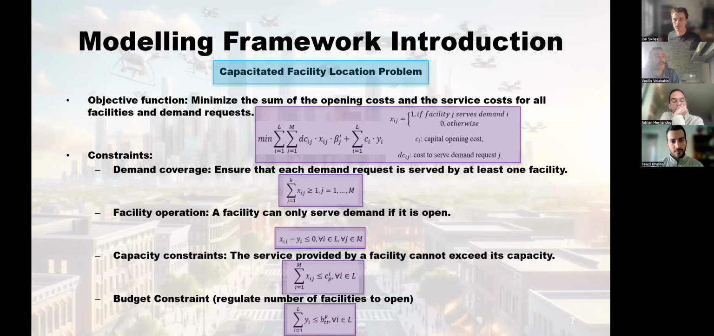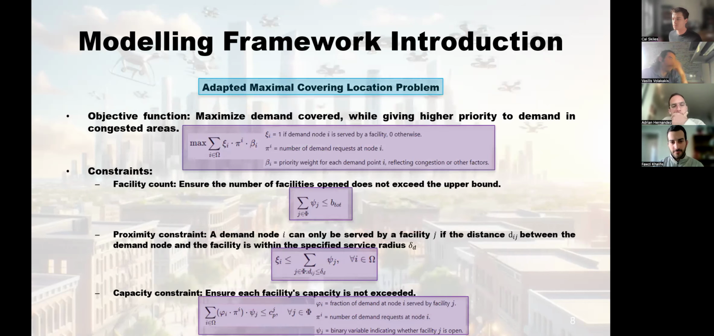Starting with the capacitated facility location problem, the objective function is to minimize the sum of the opening costs and the service costs for all facilities and demand requests under the constraints of demand coverage, in which we ensure that each demand request will be served by at least one facility. A facility can only serve demand if it's open. Then there are capacity constraints and budget constraints, which regulate the number of vertiports that you can allocate into your network. The next is the adapted maximal covering location problem, with the objective of maximizing demand covered while giving high priority to demand in congested areas. This was another part of the adaptation of that formulation. Basically, that theta_i is a priority weight for its demand point, which reflects congestion in this case or other factors as well.